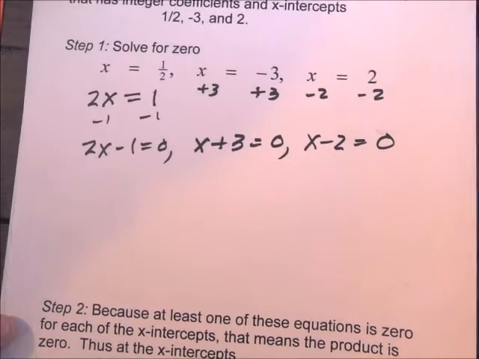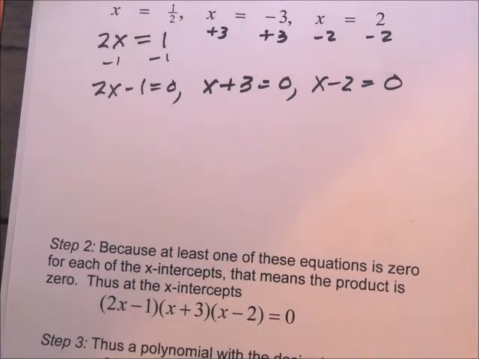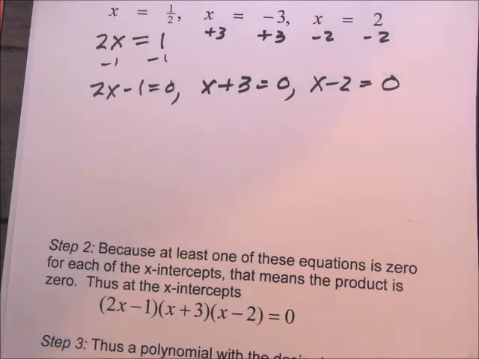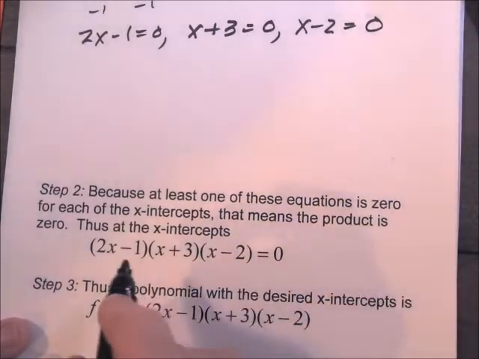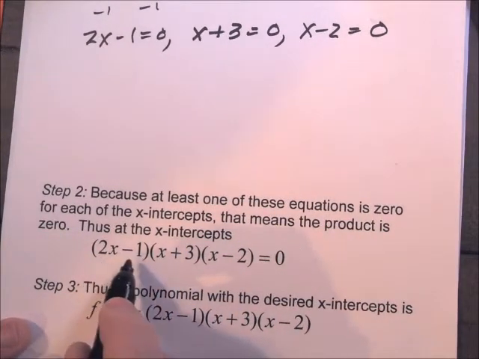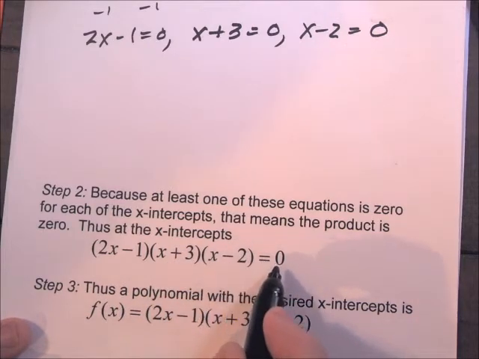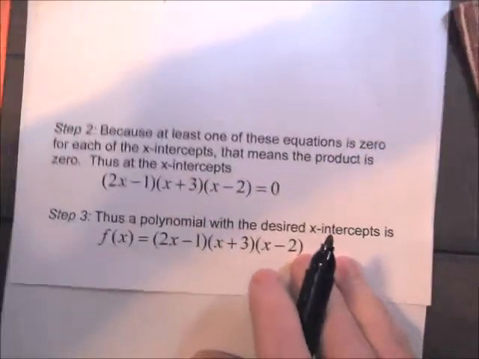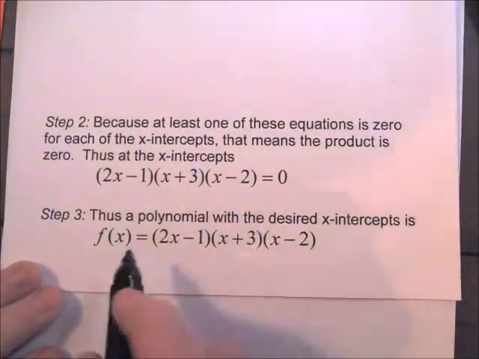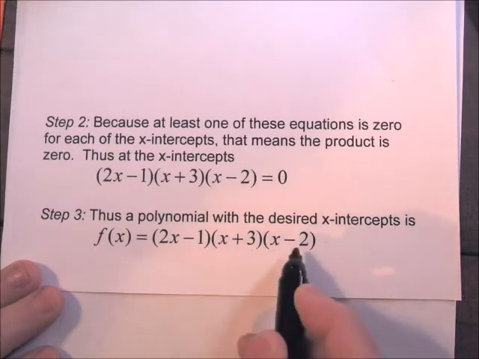At the x-intercepts, either 2x minus 1 equals 0, or x plus 3 equals 0, or x minus 2 equals 0. So that means the product has to equal 0. So the quantity 2x minus 1 times the quantity x plus 3 times the quantity x minus 2 is equal to 0. And that means our function is going to be f of x is equal to 2x minus 1 times the quantity x plus 3 times the quantity x minus 2.